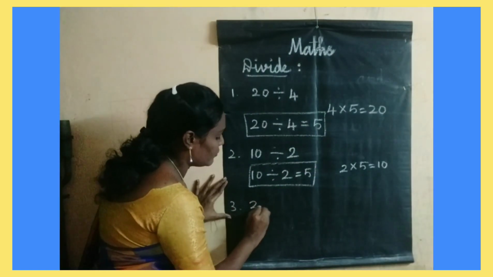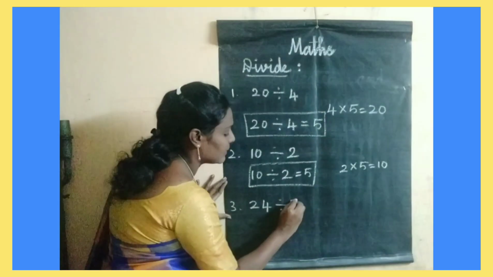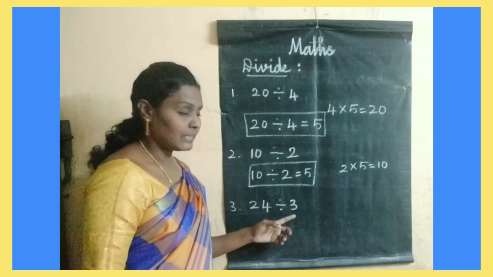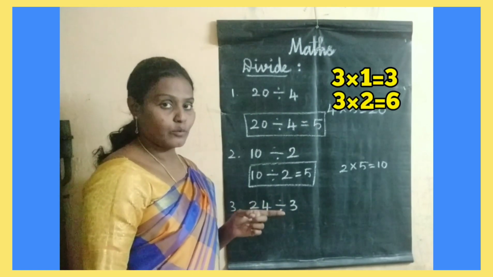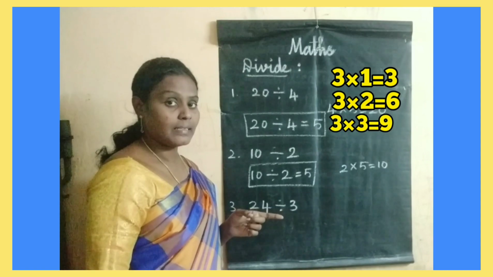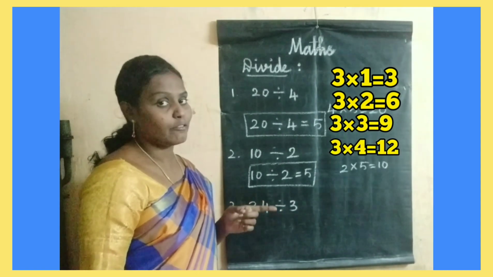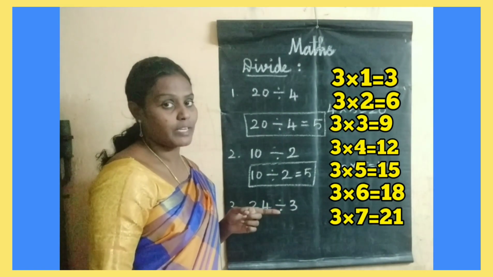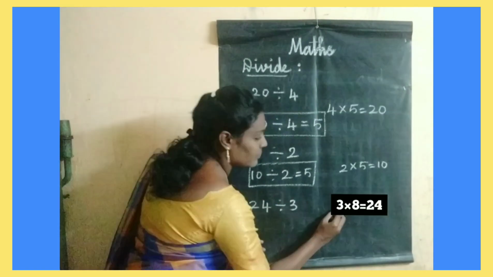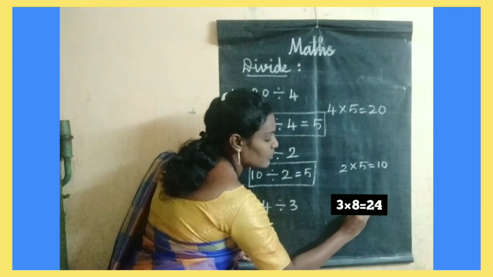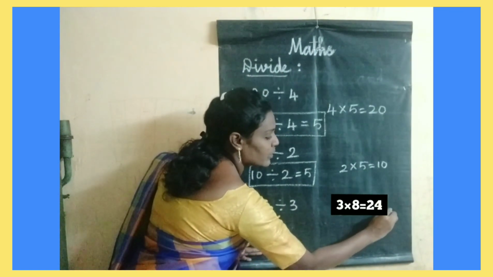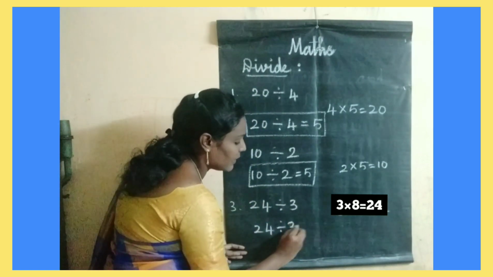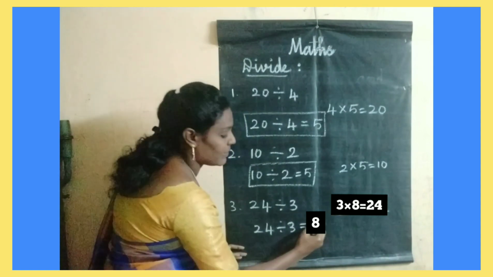Third one, 24 divided by 3. Let's say the multiplication table of 3. 3 ones are 3, 3 twos are 6, 3 threes are 9, 3 fours are 12, 3 fives are 15, 3 sixes are 18, 3 sevens are 21, 3 eights are 24. 3 into 8s are 24. 24 divided by 3 equal to, yes, 8.